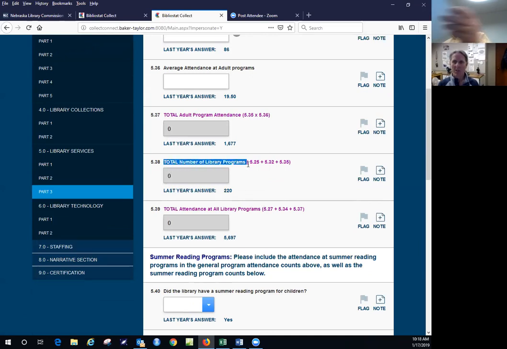And then there's a couple auto calculations that Bibliostat does for us. It calculates the total number of programs, that's adult, young adult, and children's. And then it calculates the total attendance at those programs here. This is kind of helpful if you look at your totals, you can see how that compares to the year before. These numbers shouldn't be exactly the same. You might have the same number of library programs, that might not change. But your attendance should be fairly close to what you had the year before, but it should vary somewhat from year to year.